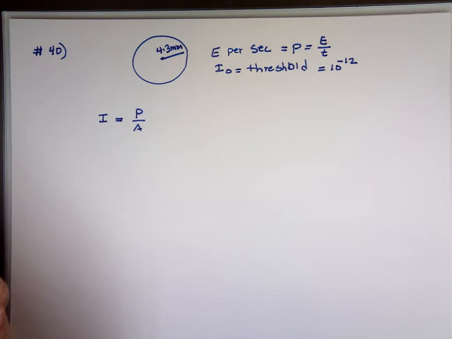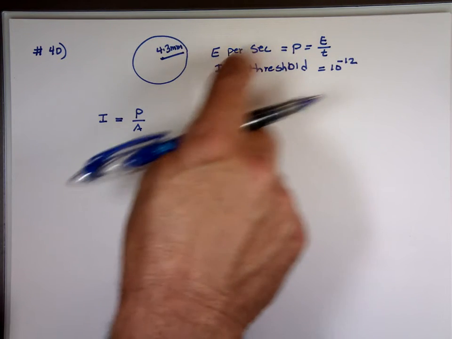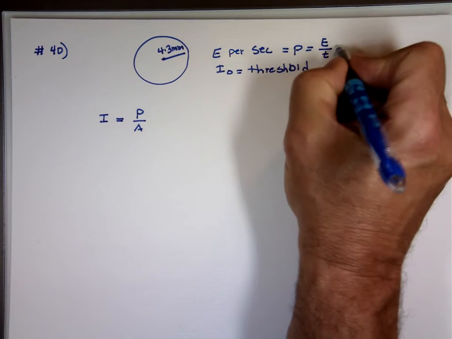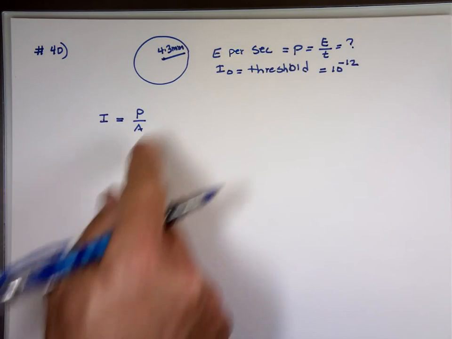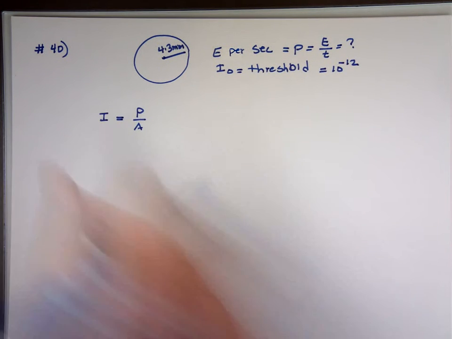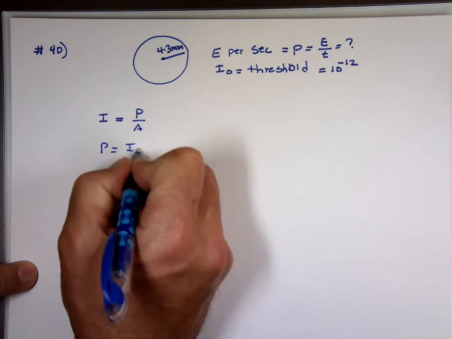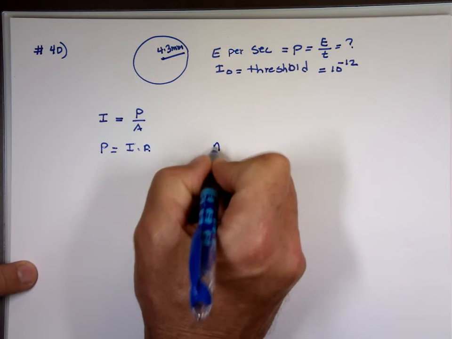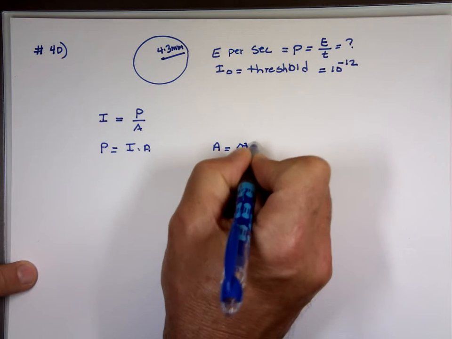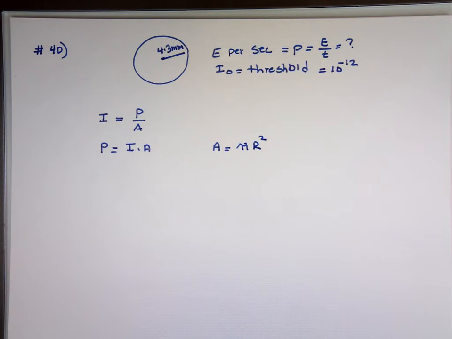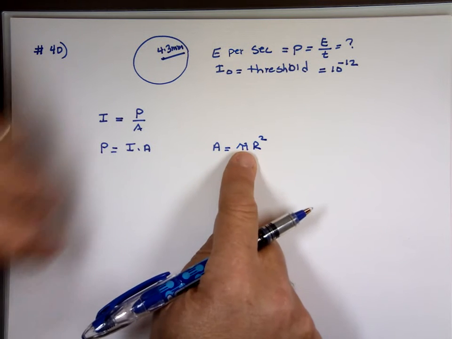Power is the energy divided by the time. How much energy per second? So we're looking for the power, really. I have one equation that has I and P in it. I equals P over A, which means P equals I times A. And the area is pi r squared. Remember, when you make a noise, the noise travels like a basketball, in a spherical shape.